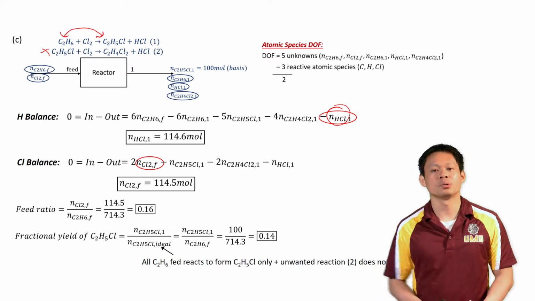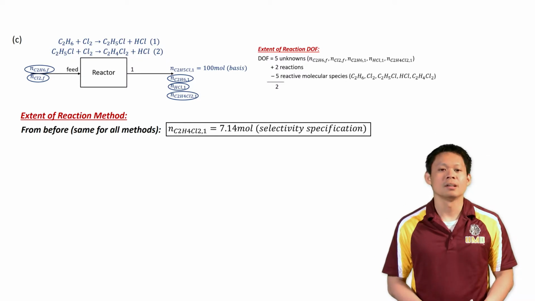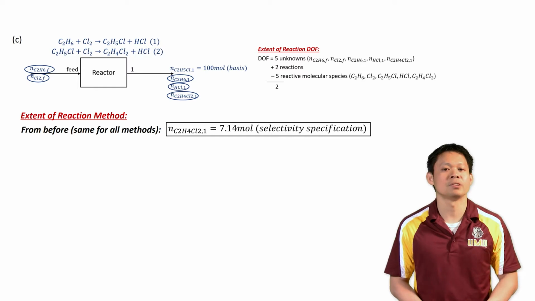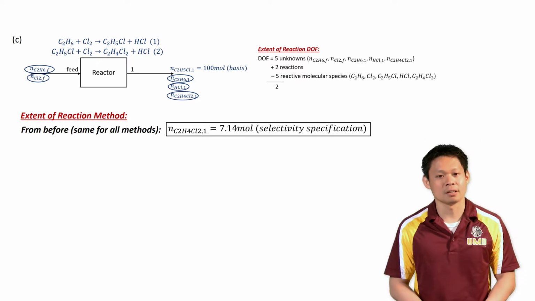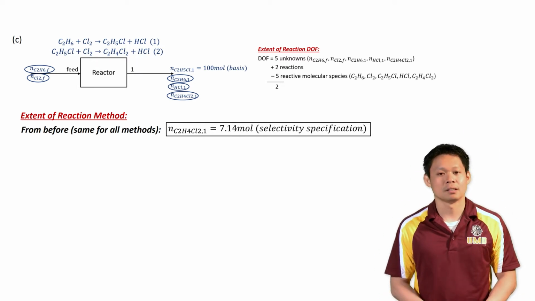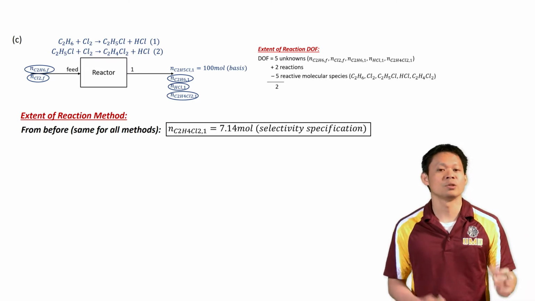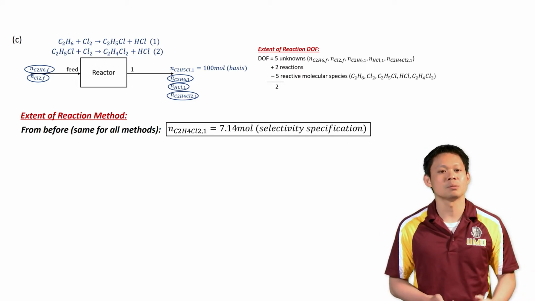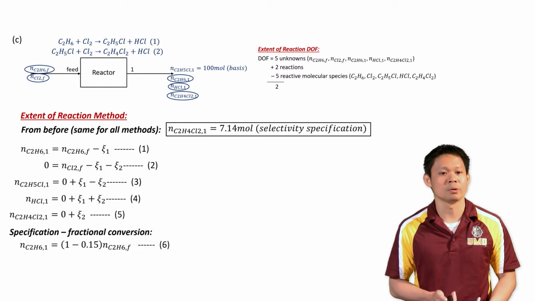All right, so now let's move on to the extent of reaction method. In the extent of reaction method down here, the selectivity specification is going to be the same as we did before in the atomic species, so I'm not going to repeat it here. I'll just repeat the solution that we got, 7.14 moles. Now we're going to have to solve for our remaining 4 unknowns, and we already saw that the second specification contains 2 unknowns and we can't solve it right away. So let's write out all the extent of reaction equations together with the specification and then outline the strategy of where to go next with those equations.